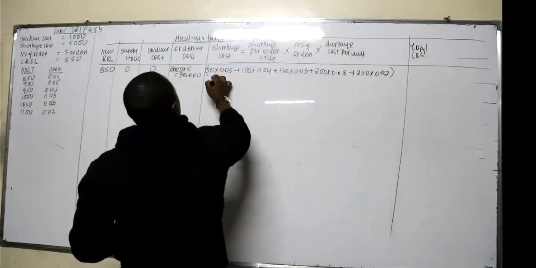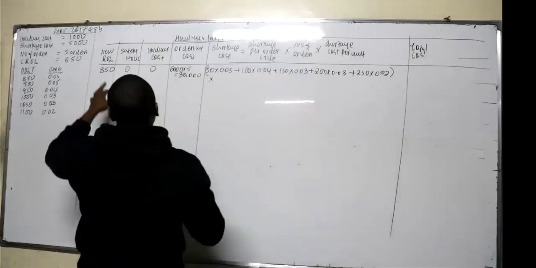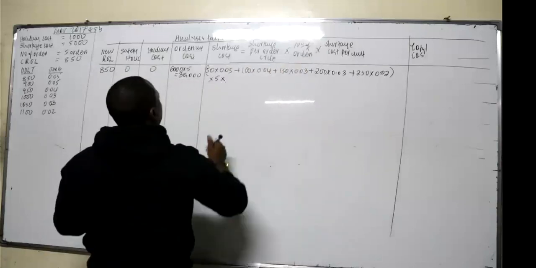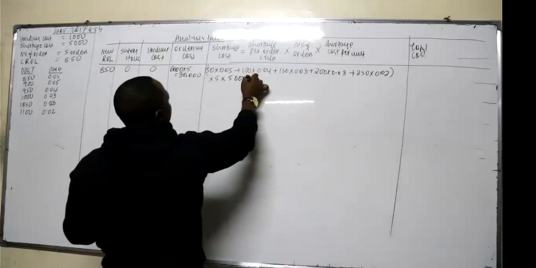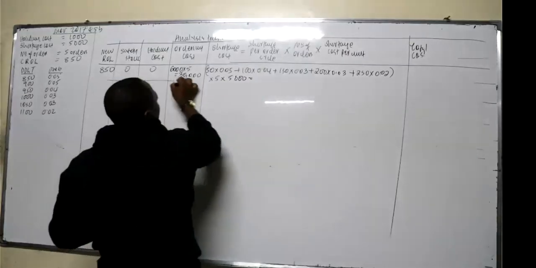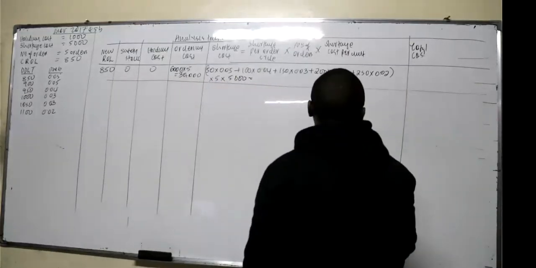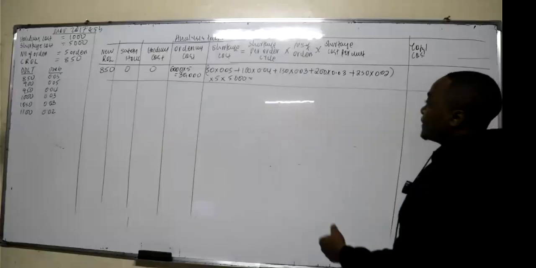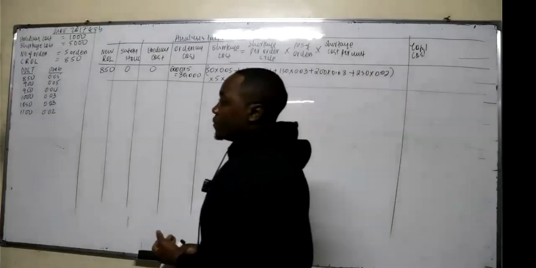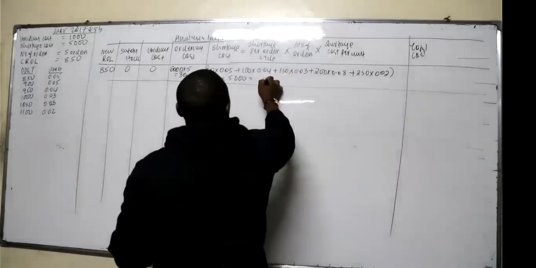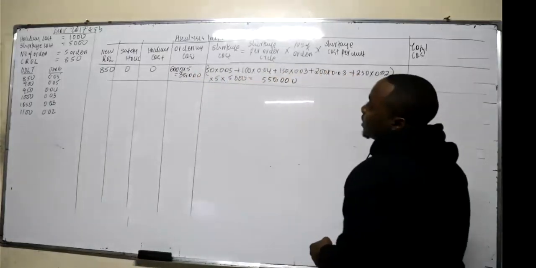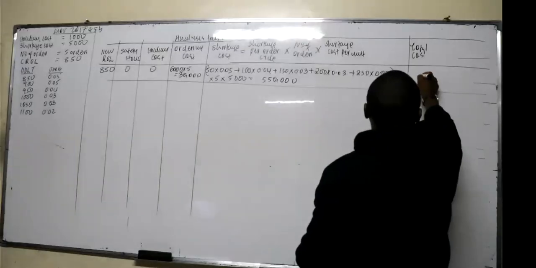Then you multiply by the number of annual orders, 5 orders. Then you multiply by the shortage cost per unit. So give me that. $550,000. Then you add the ordering cost. So you get a total of 500.